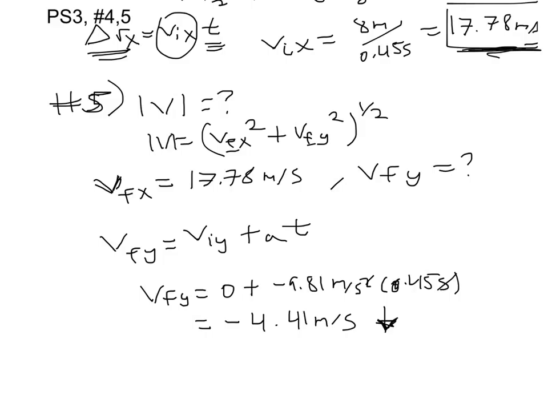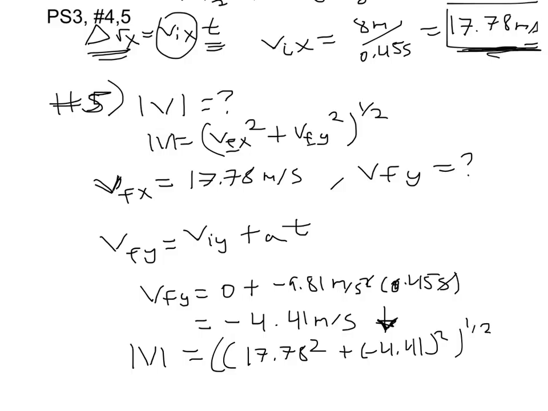Now we know the final velocity in the x direction and the y direction, so we can solve for the resultant velocity. That's going to equal 17.78 squared plus negative 4.41 squared, all of that quantity raised to the 1/2. We find that the resultant velocity is equal to 18.32 meters per second, and that's our answer to problem number 5.